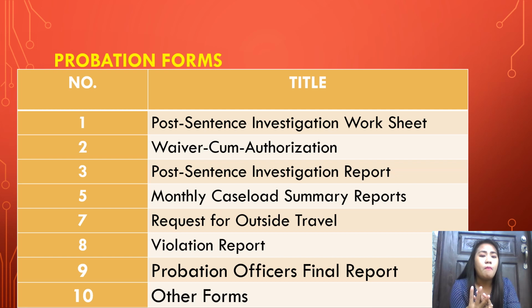Number 5, ito na po yung monthly caseload summary report. Ito po yung, di ba, mandatory po na condition is once po silang makikita nung probation officer. So, yun na po yung report. Monthly report. 7 po is request for outside travel. For example, pupunta po ng ibang bansa yung probationer. Meron po siyang a-applyan na probation form, which is the probation form number 7. Request for outside travel. And then, number 8 po, yan po yung violation report pag po meron pong na-violate na conditions yung probationer. And then, number 9 po is final report. Then, number 10 is other forms.